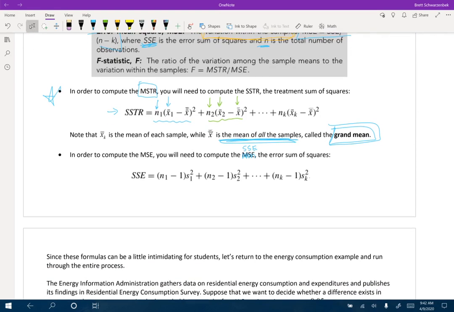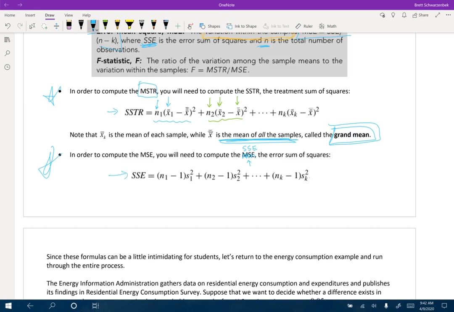There's a little bit of a typo here, so right here this should say SSE. It says in order to compute the mean square error, you're going to need to use the sum of square errors, which is the error sum of squares, a bunch of ways to say it, in order to calculate that. So here, again, is the formula.